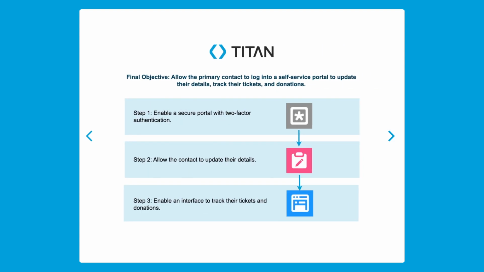Allow the primary contact to log into a self-service portal to update their details, track their tickets and donations. So step 1, enable a secure portal with two-factor authentication. Step 2, allow the contact to update their details. And then the final step, enable an interface to track their tickets and donations.